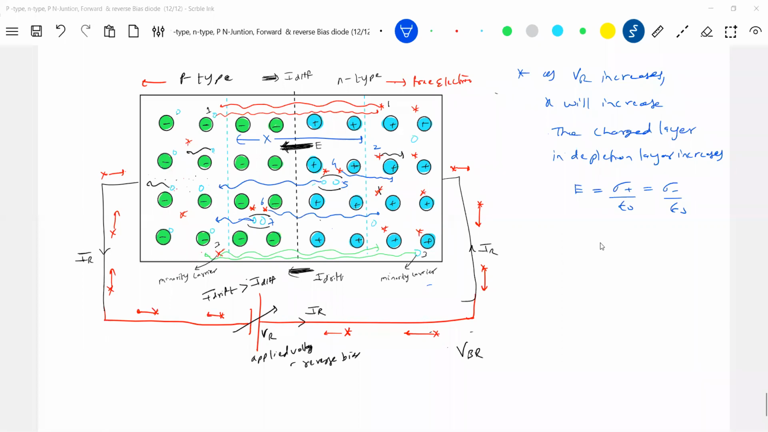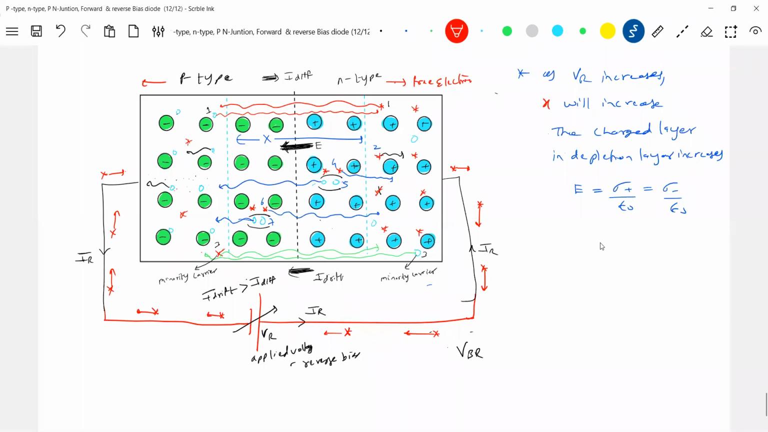Okay, sorry for the disturbance. As reverse bias increases, X will increase. Now, this X is something very important. X is the width of the depletion layer, I'm showing it in the diagram. Then the charged layer in the depletion region increases. We know that more of these blue circles, the ions, will increase.